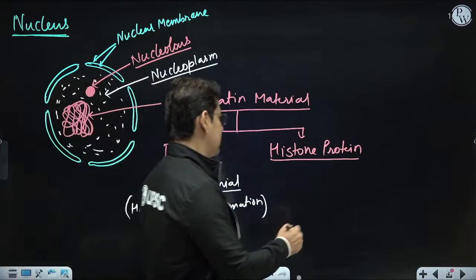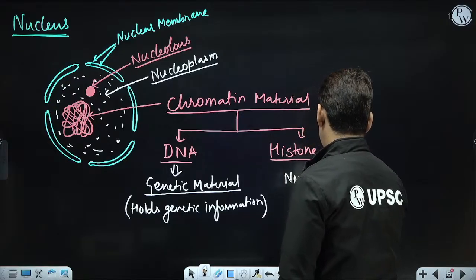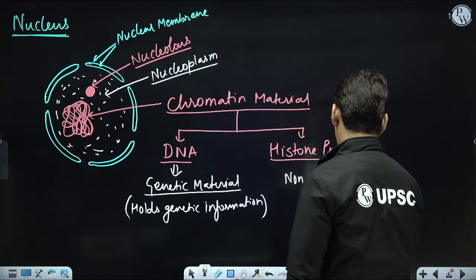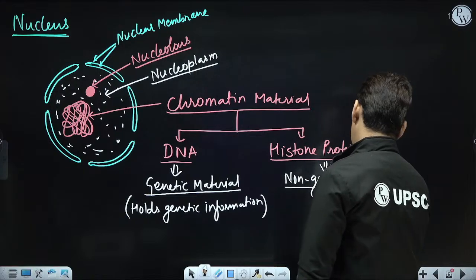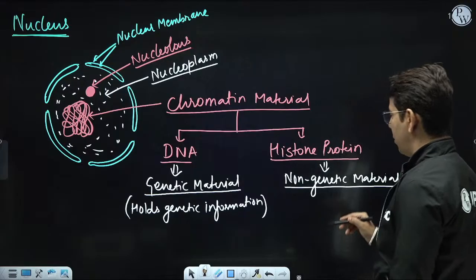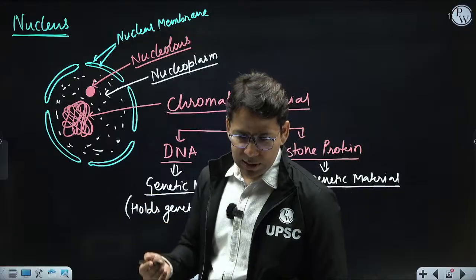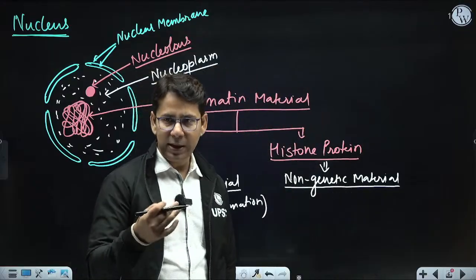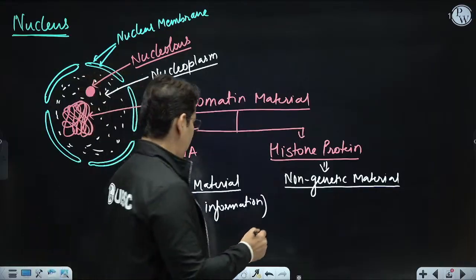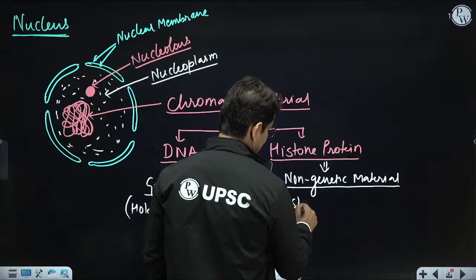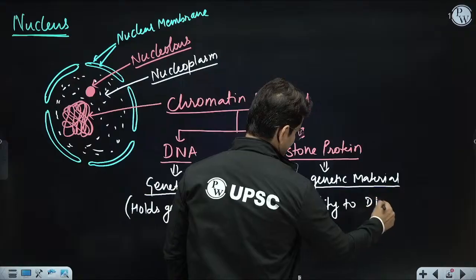And histone is non-genetic material. It's just a protein. And protein can never be genetic material. It's just along with the DNA, but not genetic material. But why is this histone there? Histone is there to make DNA stronger. It is for stability to DNA. That is for protection of the DNA.